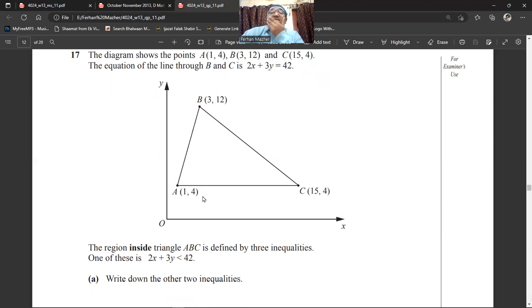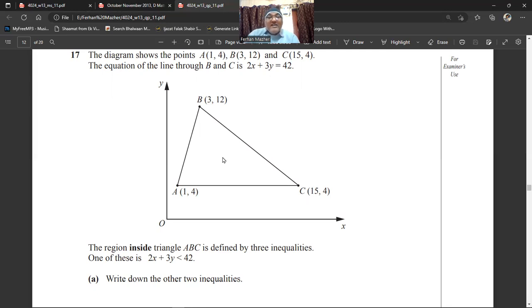One line is this AC. Because it's a horizontal line, its equation will be y equals 4. And because the area is above this line, when you remove the equal sign, you put an inequality sign there, and its open side should be towards the positive y. Why? Because the area is above this line AC. So y is more than 4.